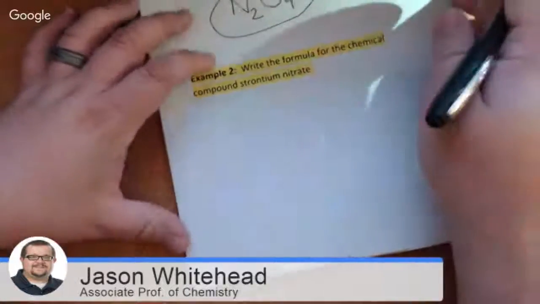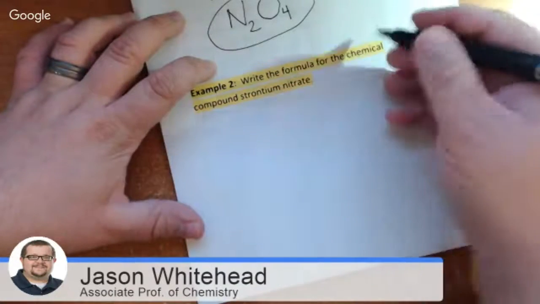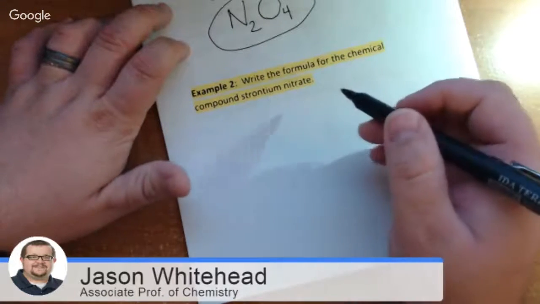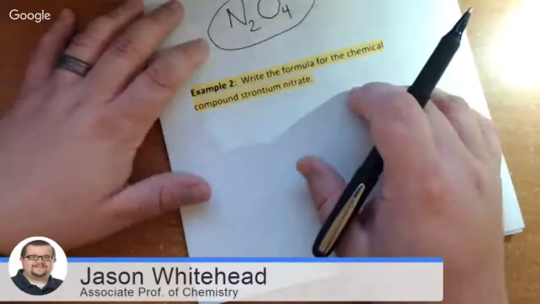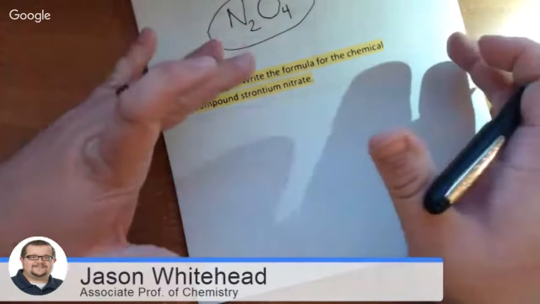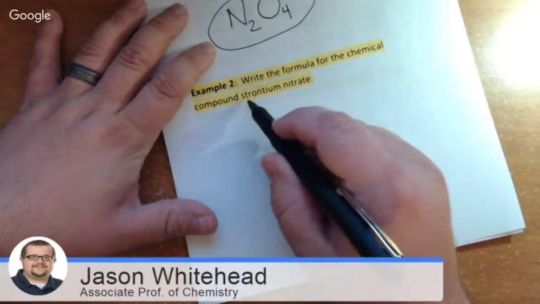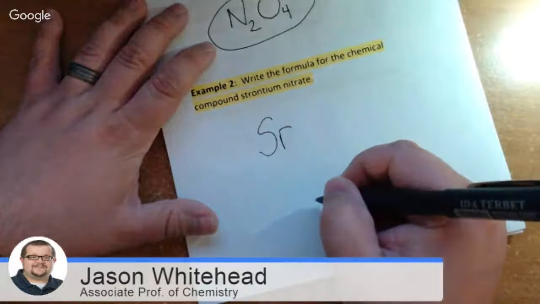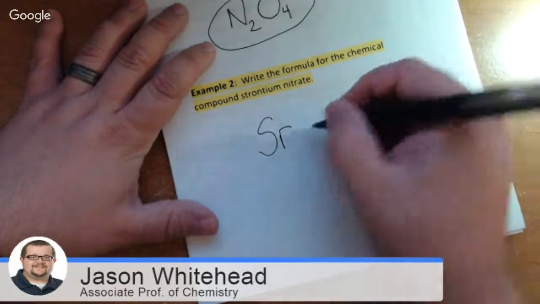Second one is a little more involved. Write the formula for the chemical compound strontium nitrate. Well, you're going to have a periodic table with names on it. So if you see strontium and you're not sure the element symbol, don't guess. The worst thing you can do here is guess, because if you look at potassium, the element symbol would make sense if it was P, but it's actually K. Strontium would make sense if it was something like St, but it's actually Sr. So take a minute, look at your periodic table during the exam, and make sure you're getting the right element symbol. So Sr is strontium.